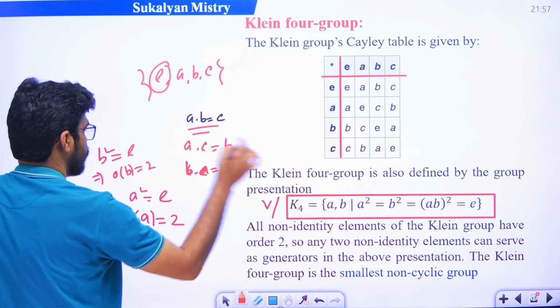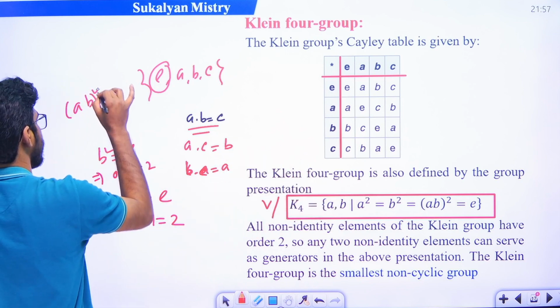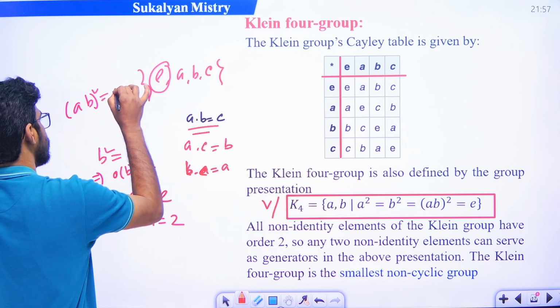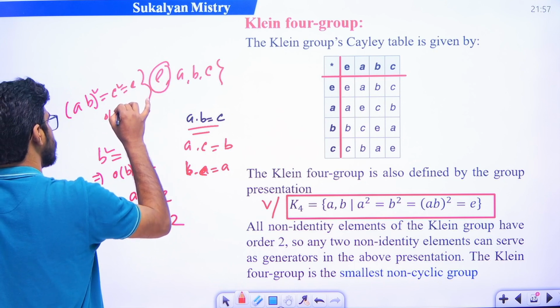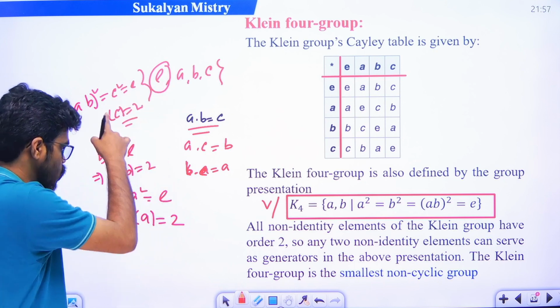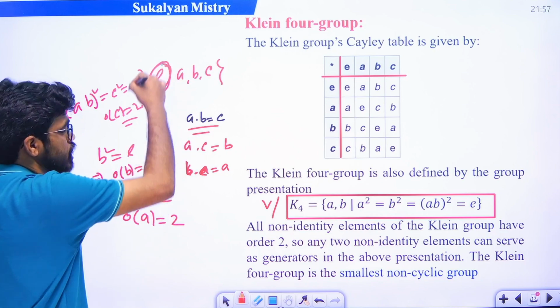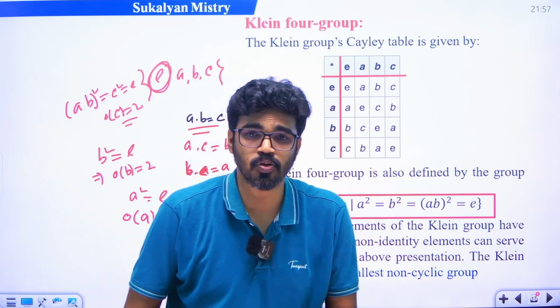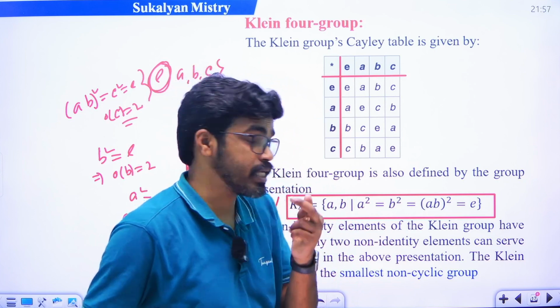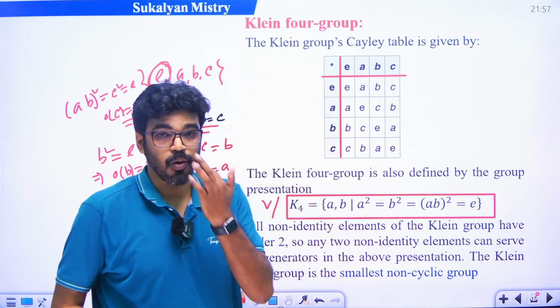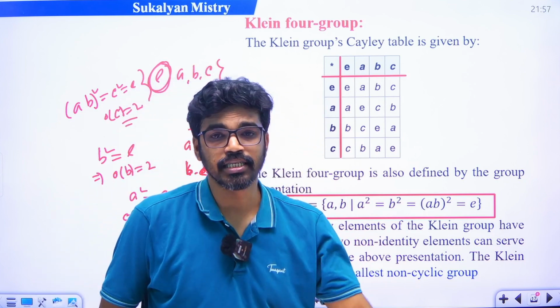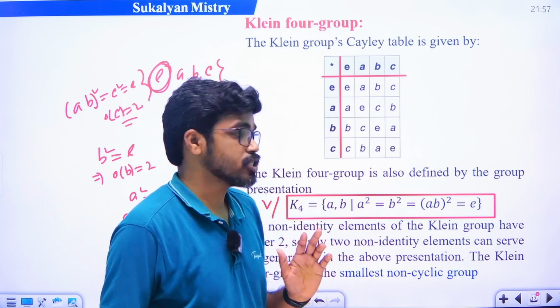Right? AB whole square. See, AB means C, so C square is equal to E. That means order of C is 2. Which is the identity element? E is the identity element. What are the orders of the non-identity elements? 2. So in a Klein's 4 group, the order of each non-identity element is 2.